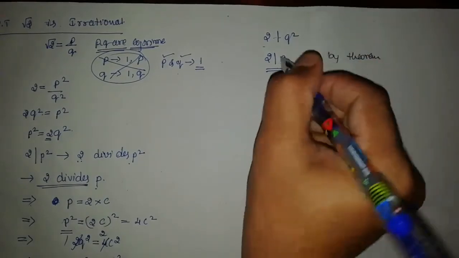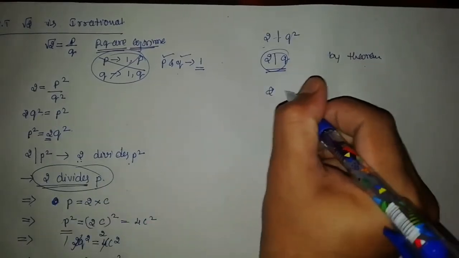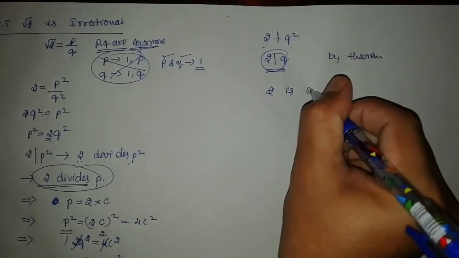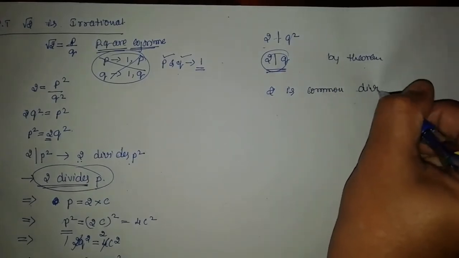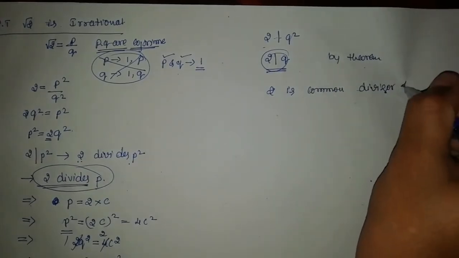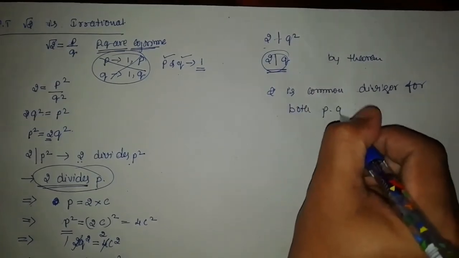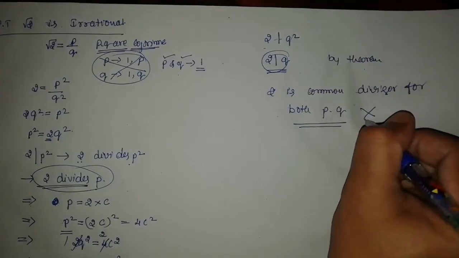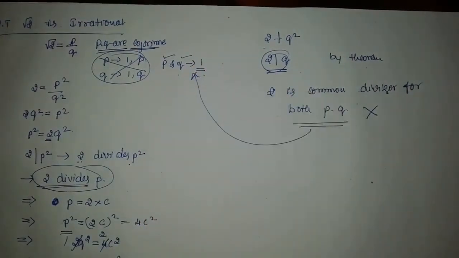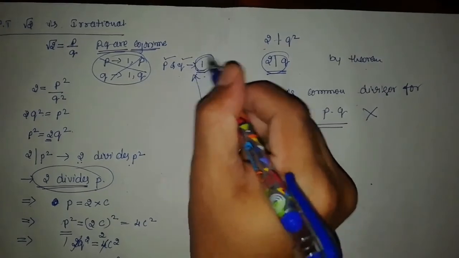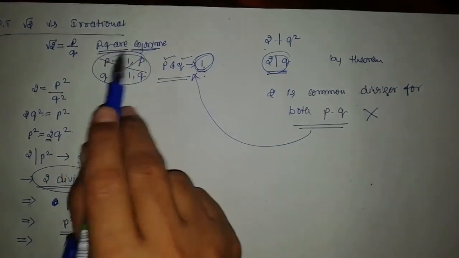So now 2 divides q, 2 divides p. So that's why 2 is a common divisor for both p and q. But this is a contradiction to our fact that the only common divisor of p and q is 1. This is because p and q are co-prime.